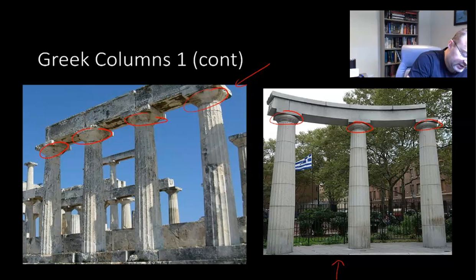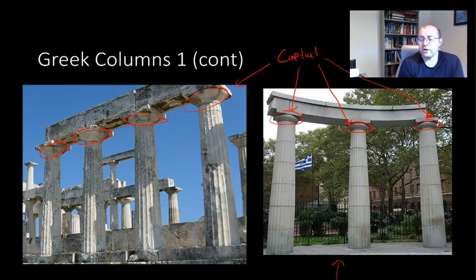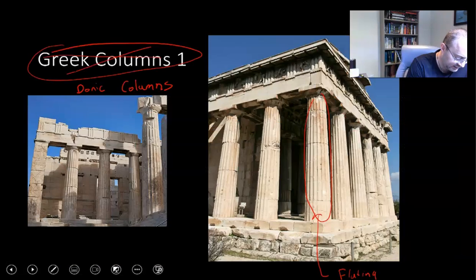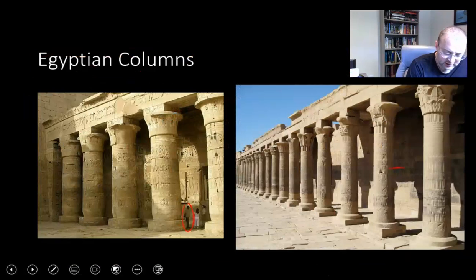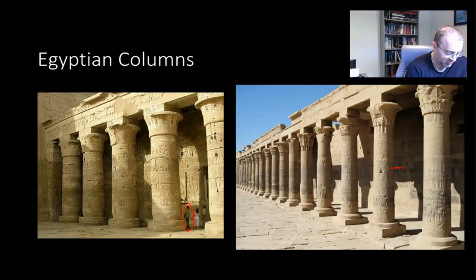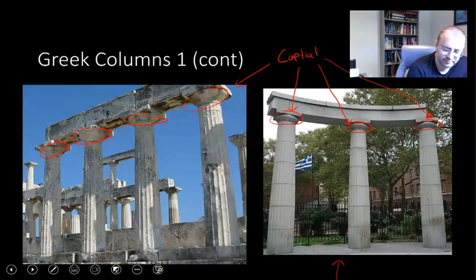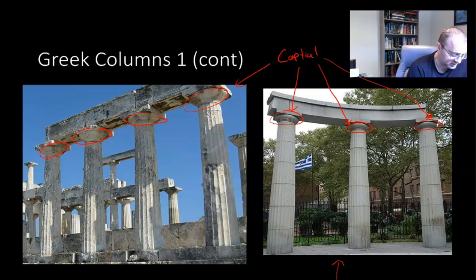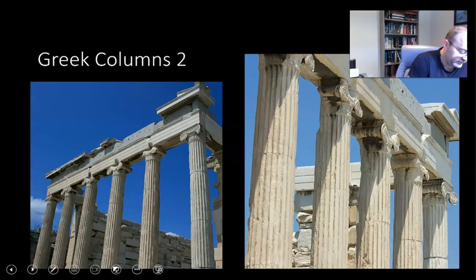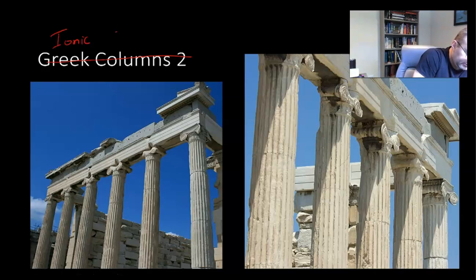This at the top is called the capital. And that is one of the things that Doric columns do. They have quite a simple capital. Even if we go back to the Egyptian capitals, they are a little bit more ornate than the Doric capitals. So the Doric capitals were meant to be much, much simpler columns. When we go to the next set of columns, these are Ionic columns.